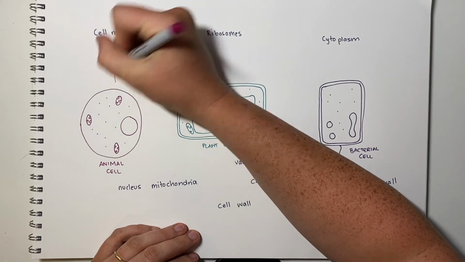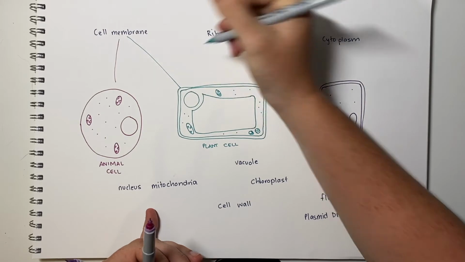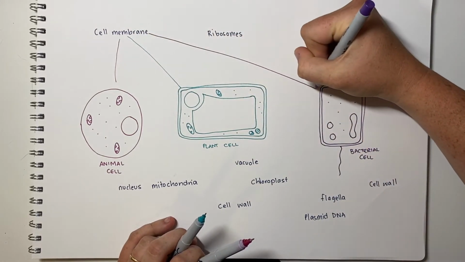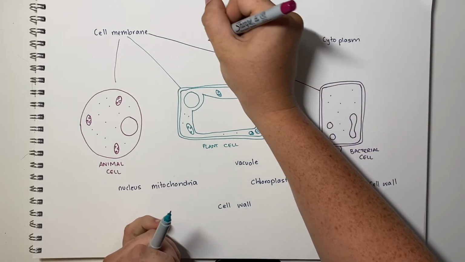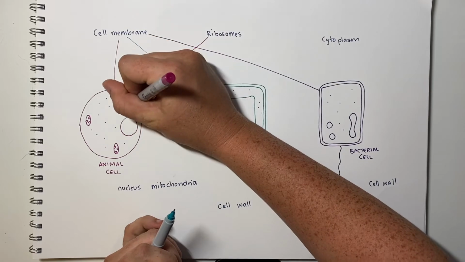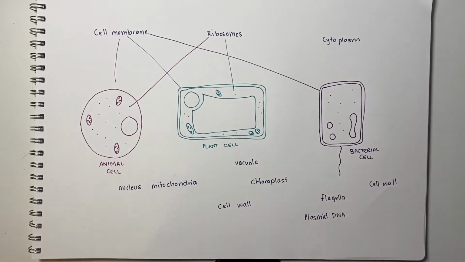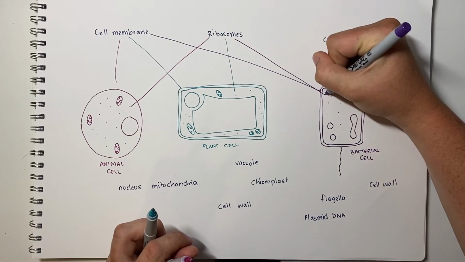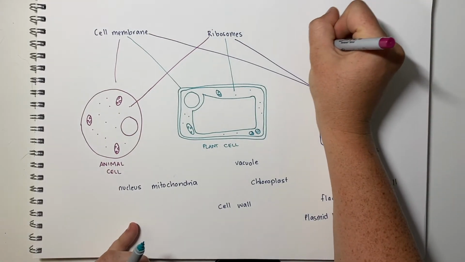The cell membrane is the barrier that holds it together. It is responsible for controlling which substances pass in and out of the cell. Ribosomes are the organelle where the translation of genetic material creates proteins, so this is where proteins are made. Cytoplasm is a gel-like substance that contains enzymes. It's where most of the chemical reactions occur within the cell.